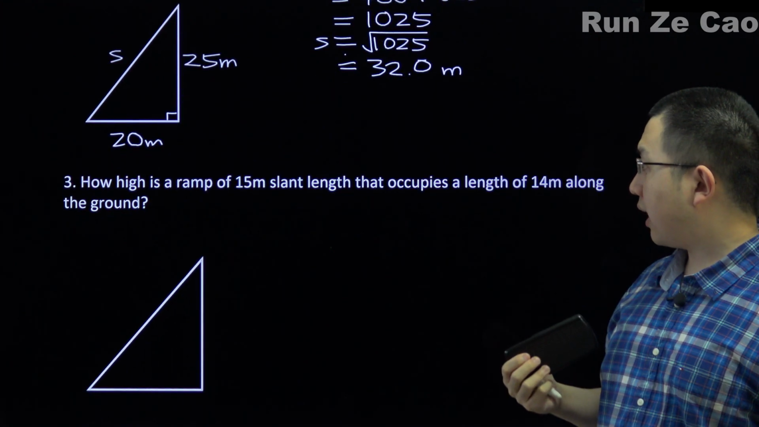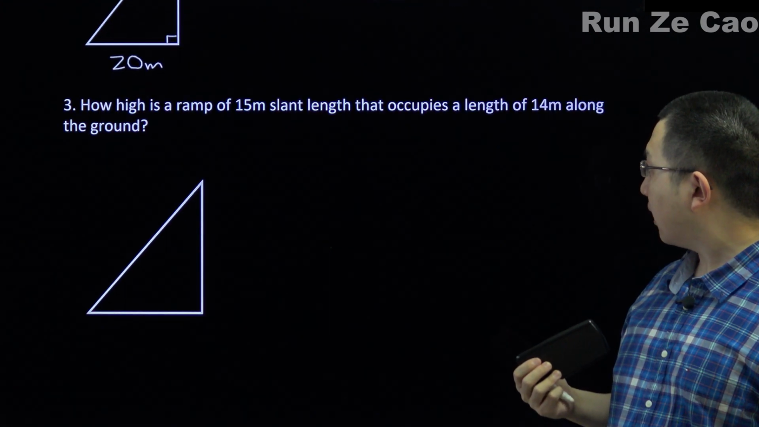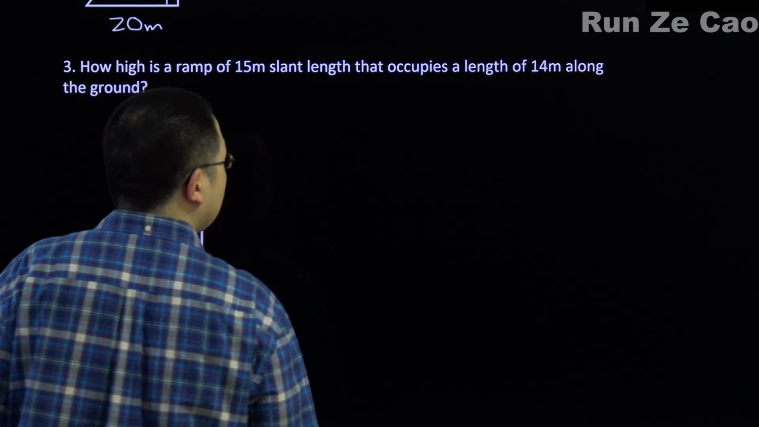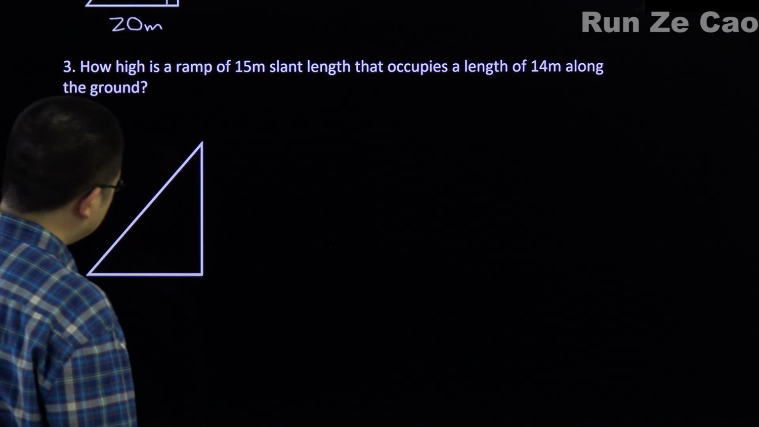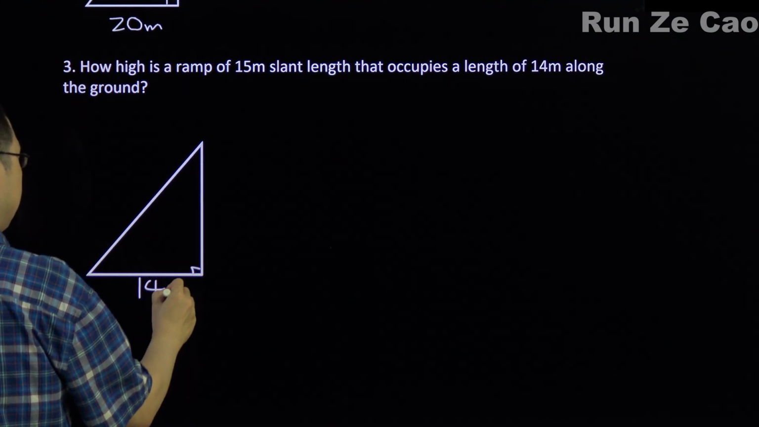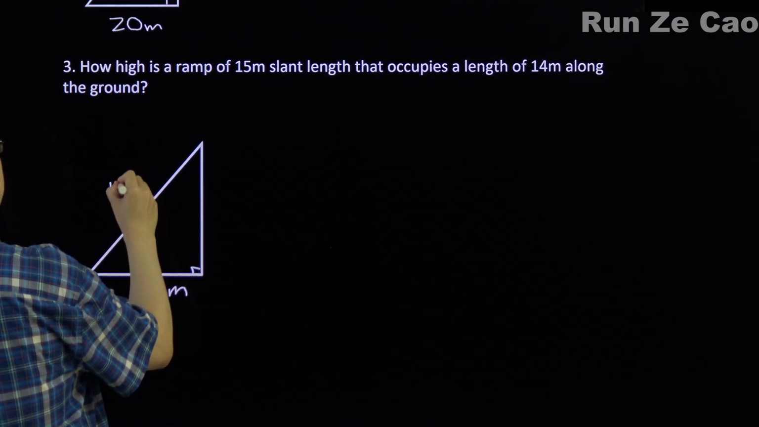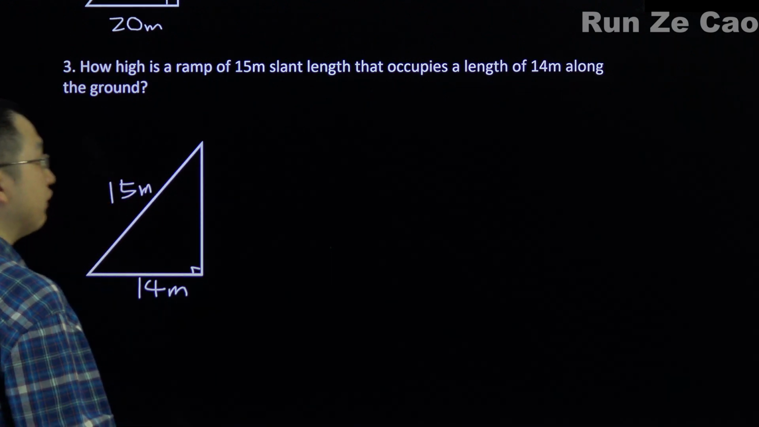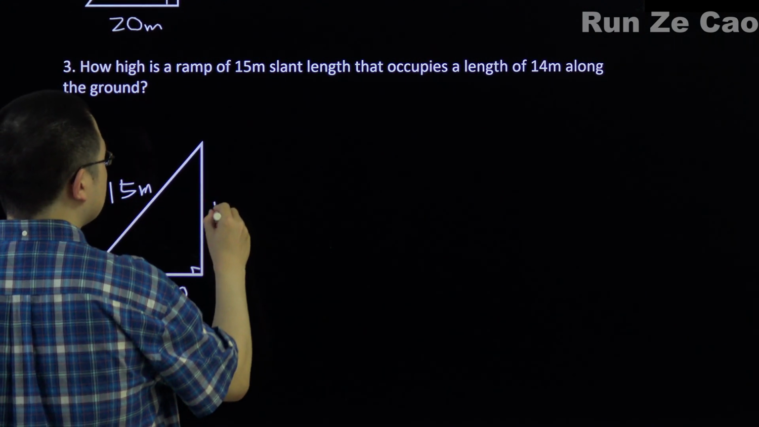So how high is a ramp of 15 meters slant length that, wait a second, it's 14 meters along the ground. Well, this is a very much not to scale diagram. 15 meters slant length, that means the slope itself is 15 meters long, and this is the height.